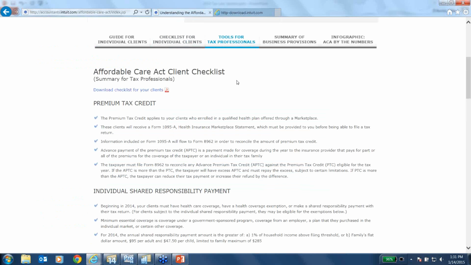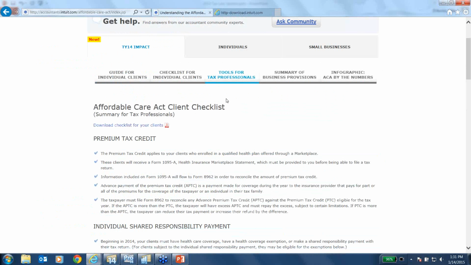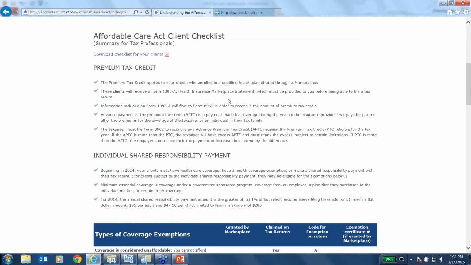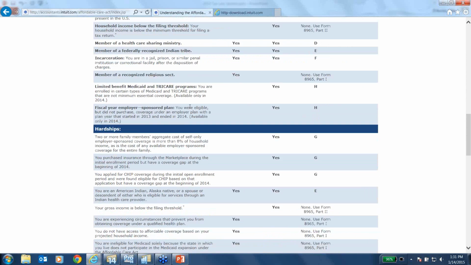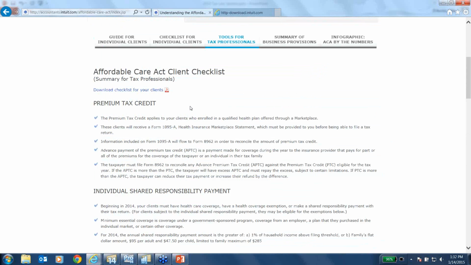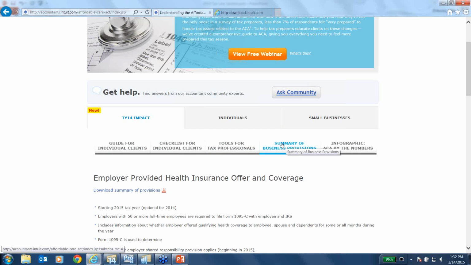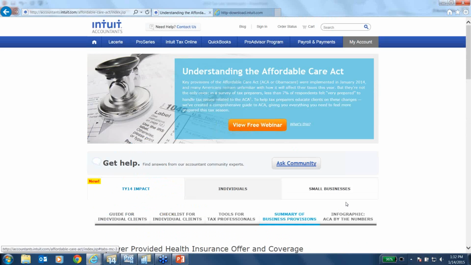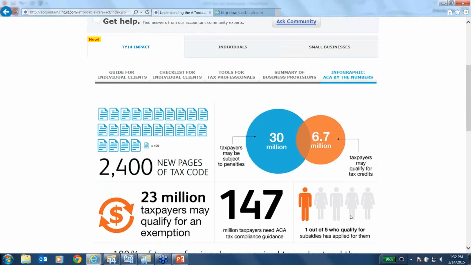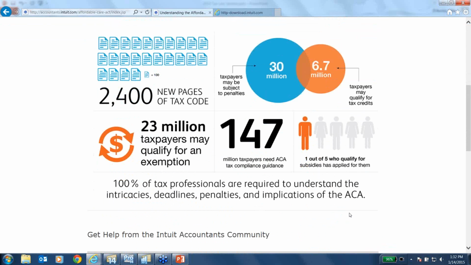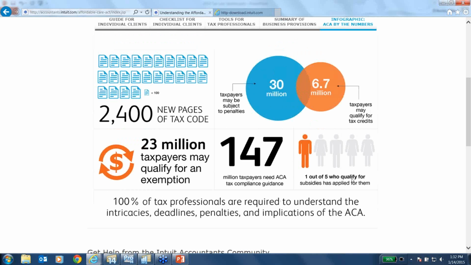Next, we have tools for tax professionals. Basically a big summary of what we're talking about today. Premium tax credit, penalty amount, and then the exemptions. Summary of the business provisions that we just went over. And lastly, an infographic, some of those estimates that I gave you earlier about the impact of ACA. So hopefully those tools will come in handy.